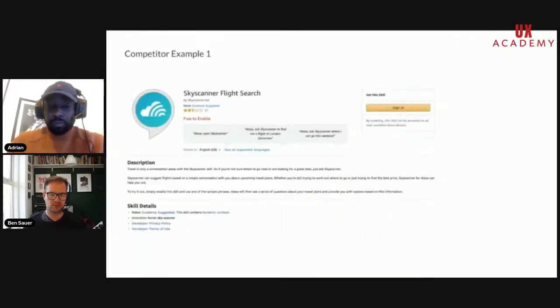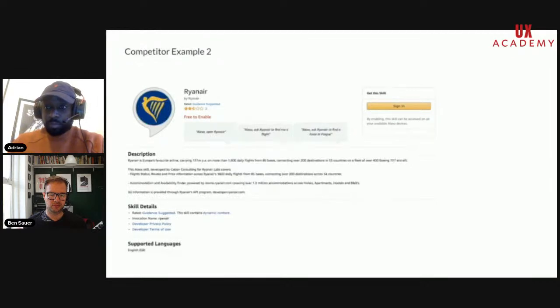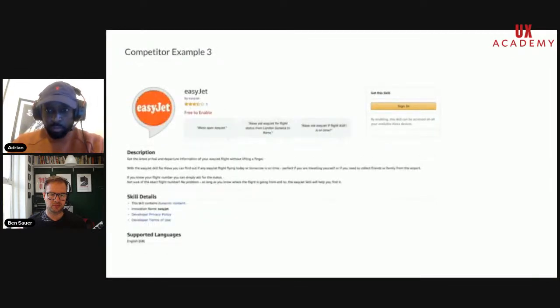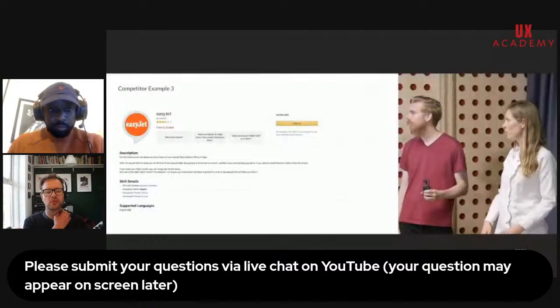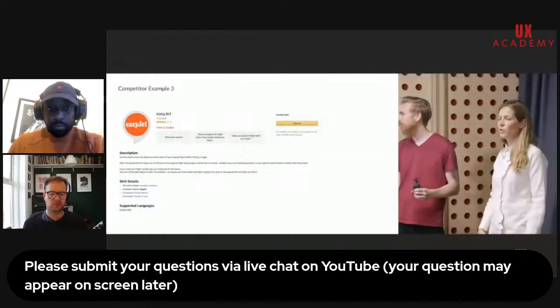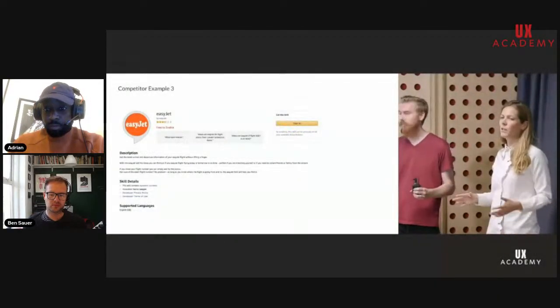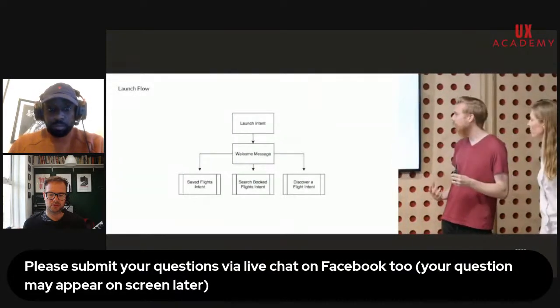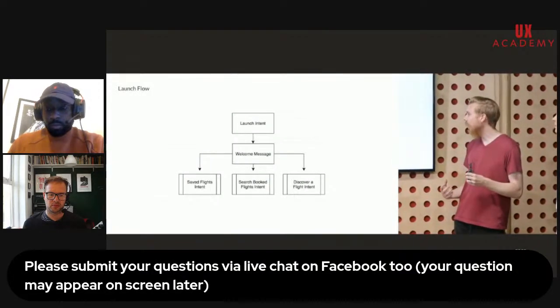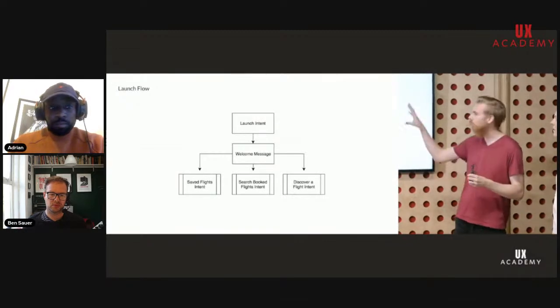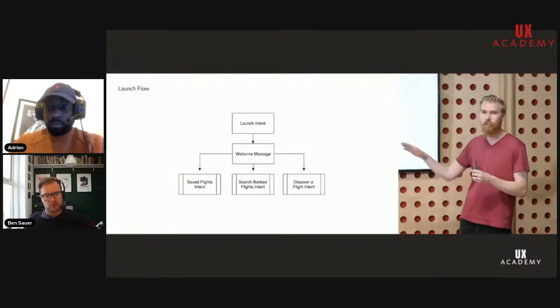We then looked at a few of the competitors, and EasyJet's one is actually just about checking your status. In general, whilst we have tried to cover a lot, we try to think how can we make it simpler in each stage. Now to go through a little bit of our user flows. This is the basic launch intent, going into a welcome message and the different actions you can give.